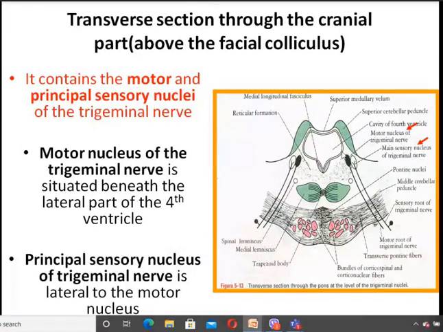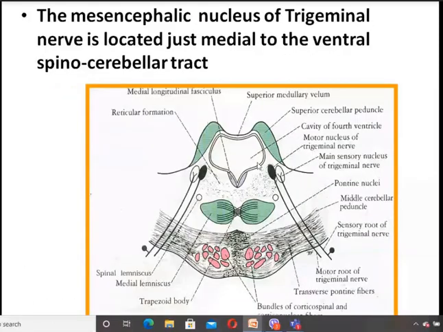The mesencephalic nucleus of the trigeminal nerve is located just medial to the ventral spinocerebellar tract, somewhere here. You can see the mesencephalic nucleus in the section of the midbrain in the next class. It is situated somewhere here, ventral to the spinocerebellar tract. These are the main features of the level just above the facial colliculus.